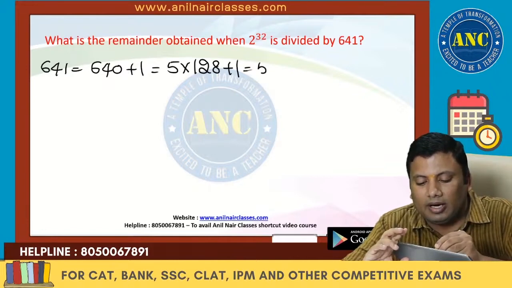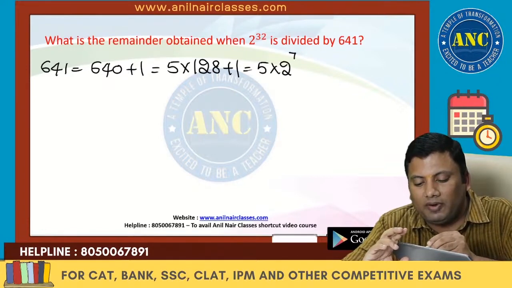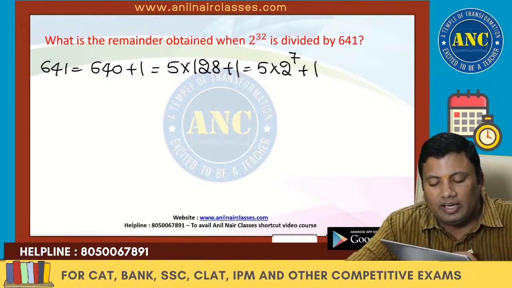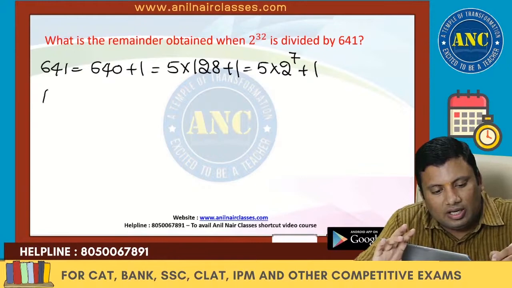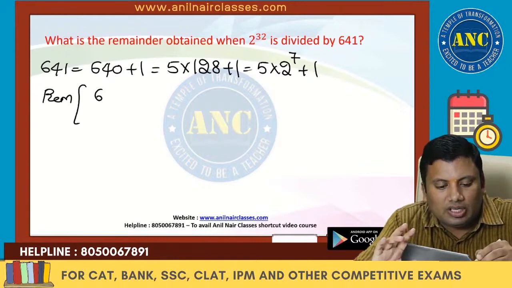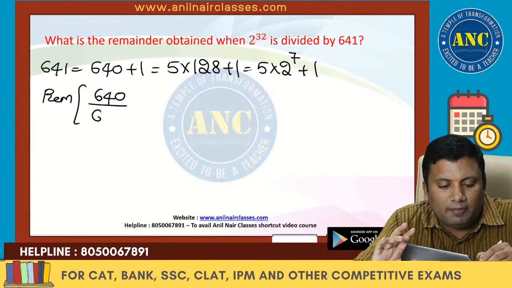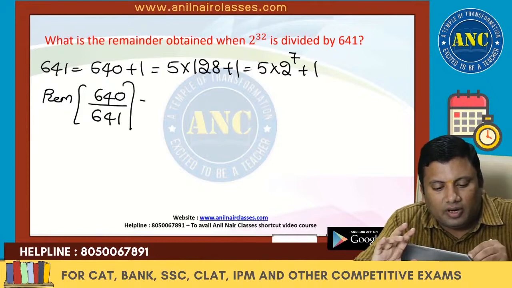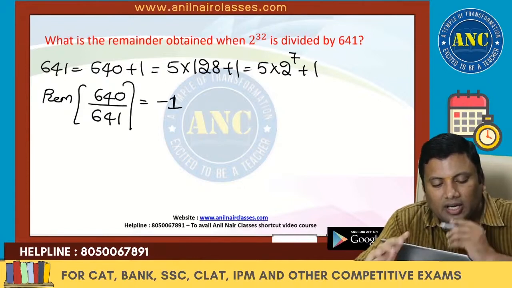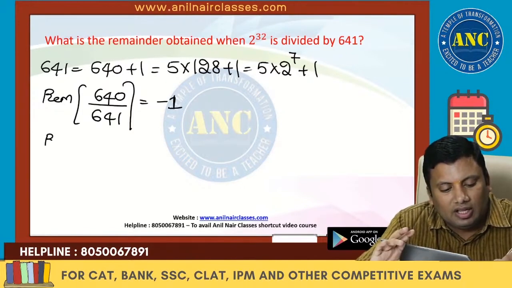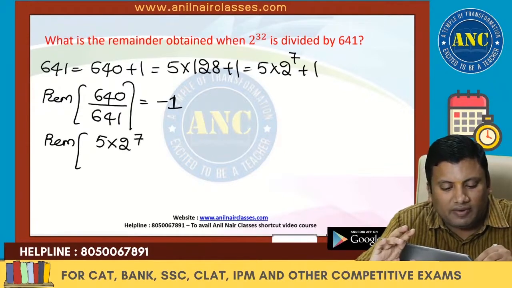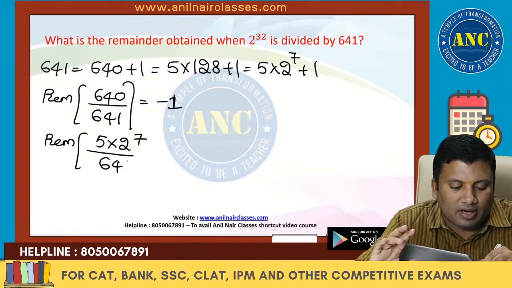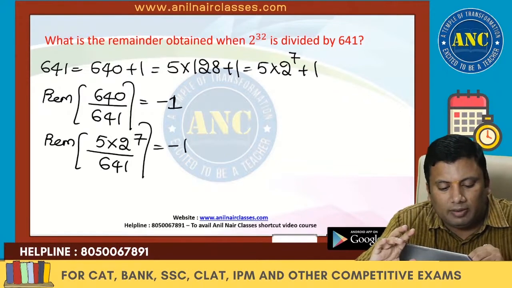These are nothing but 5 into 2 power 7 plus 1. 128 into 5 is 640, plus 1. Now see here, the remainder when 640 is divided by 641: 641 ones are 641, so it is minus 1. These are nothing but 5 into 2 power 7 divided by 641, which is nothing but minus 1.